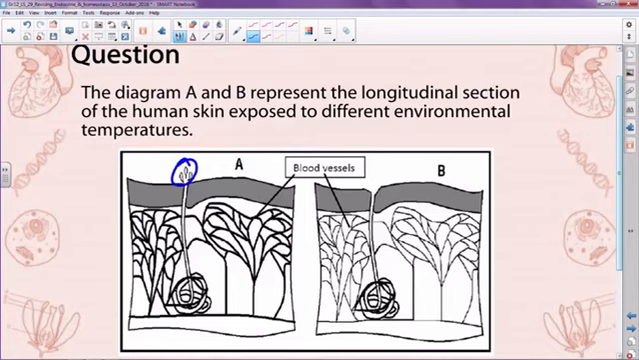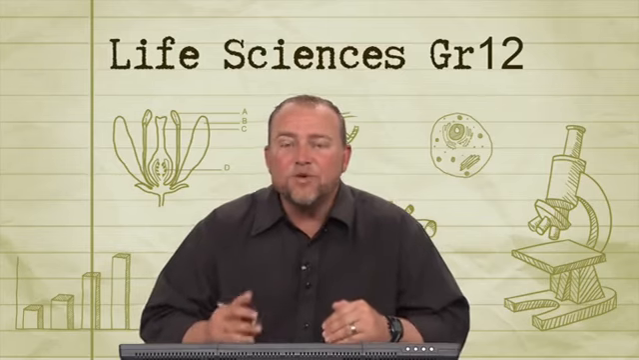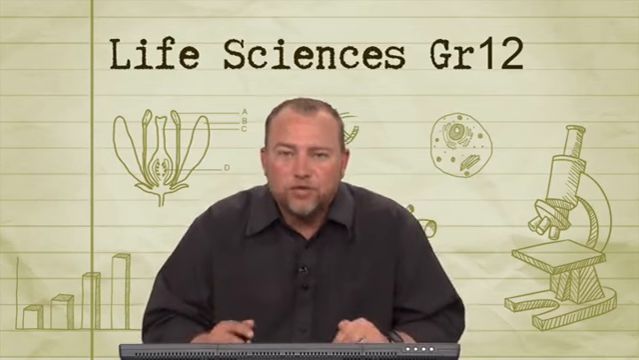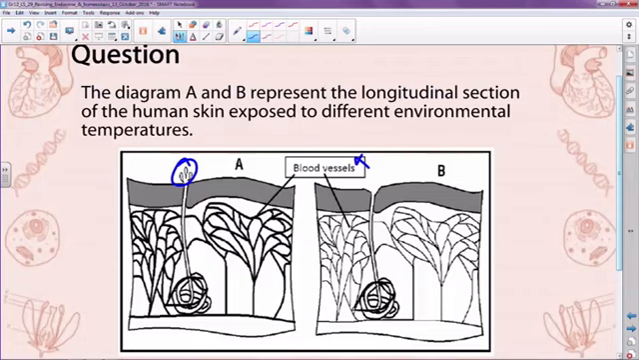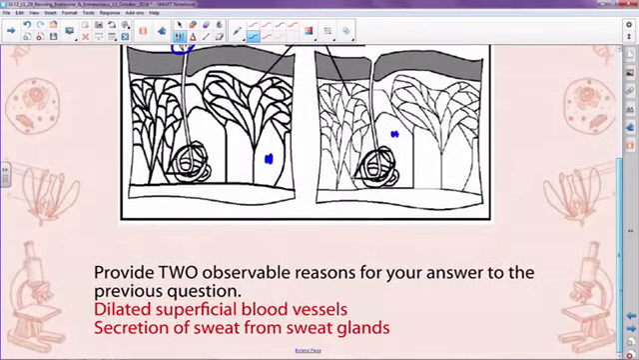That's the first thing. The second thing that to me is very obvious, and they've labeled it for you. Have a look at the blood vessels. Look at the difference in the two sets of blood vessels. The one in diagram A, you'll notice how dark and how big they are. And in diagram B, they're a lot smaller. That tells you exactly the difference. First of all, dilated superficial blood vessels, and then the secretion of sweat from the sweat glands.